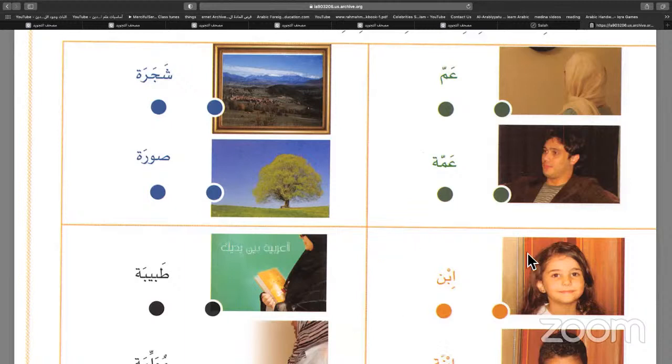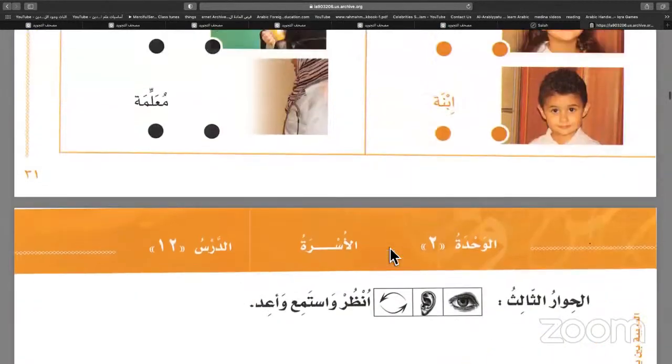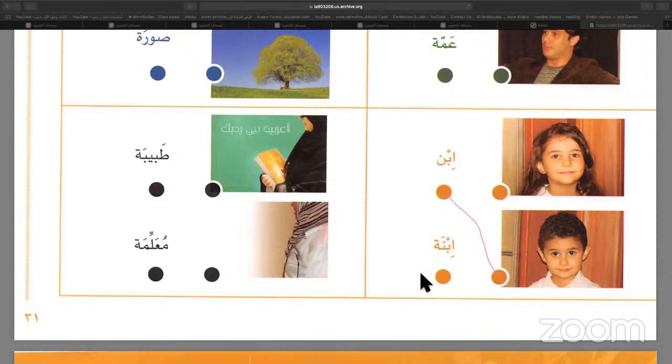Okay, let's go. All right, so we did these yesterday. No, we didn't do these two. Okay, guys, let's see the word here. Ibn, say it. Ibn. What does Ibn mean? Girl. Ibn means girl. MashaAllah, very wrong. Ibn means son. So which picture? The boy. Ibn is son.